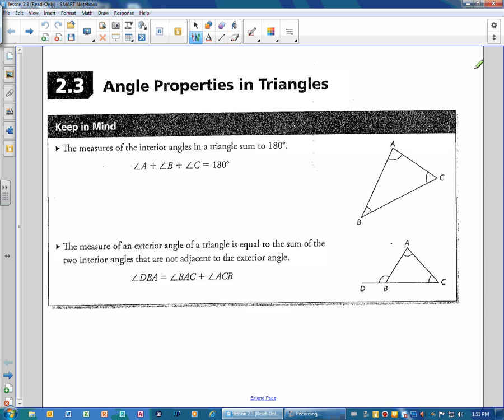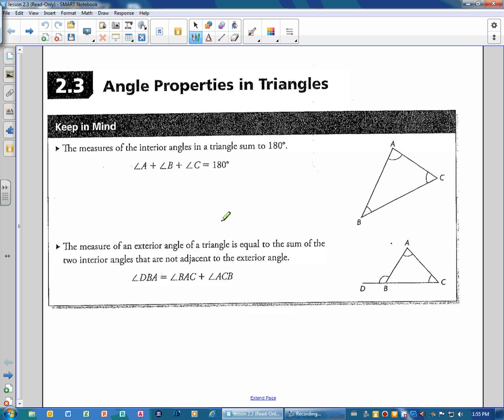The first angle property says that the measures of the interior angles in a triangle sum to 180 degrees. Sum to 180 just means add to 180 degrees. So it says angle A plus angle B plus angle C equals 180 degrees, and over here they've labeled angle A, angle B, and angle C. You might remember from grade 8 or even earlier that all the angles in a triangle have to add up to 180 degrees. That can be helpful if you were given some angles and you need to calculate others.